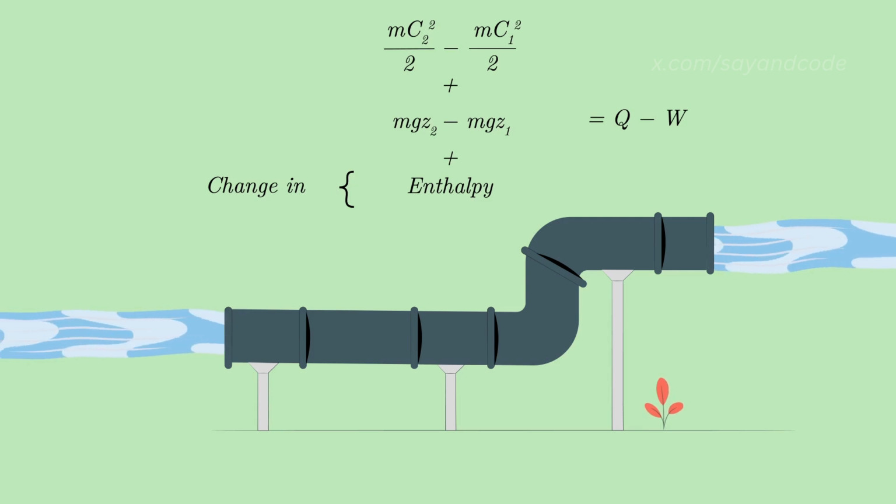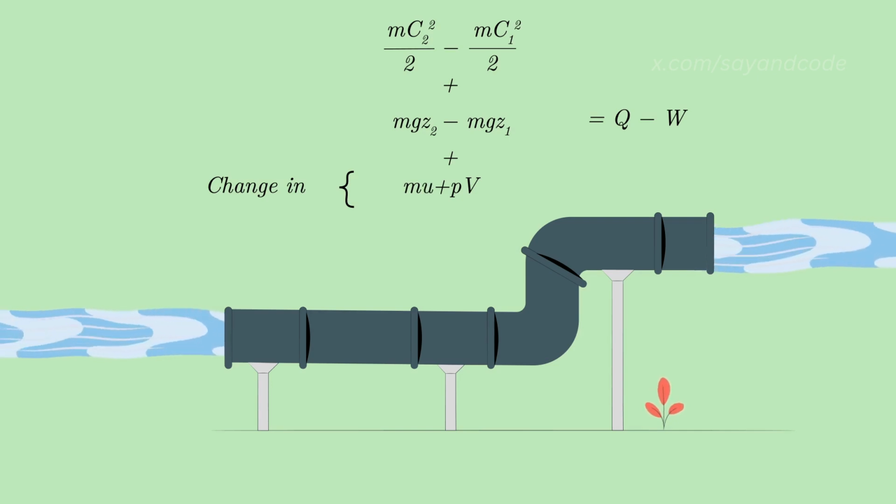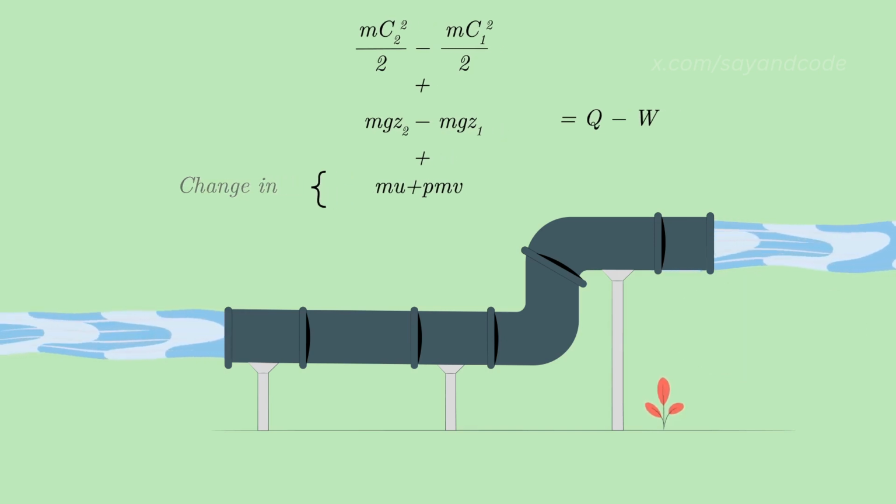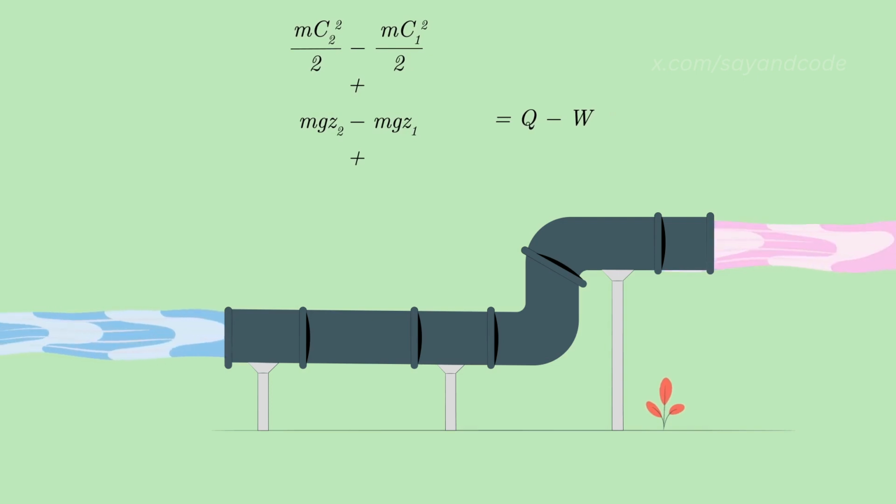The enthalpy H is equal to internal energy plus pressure into volume flow rate. But internal energy can be written as mass flow rate into specific internal energy. Similarly, the volume flow rate can be written as mass flow rate into specific volume, which is the same as 1 by density. So, the change in enthalpy becomes enthalpy at exit, mu2 plus p2 mv2, minus enthalpy at inlet, mu1 plus p1 mv1.